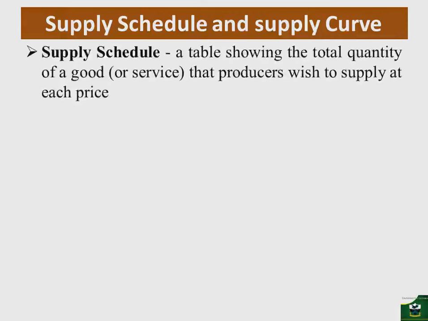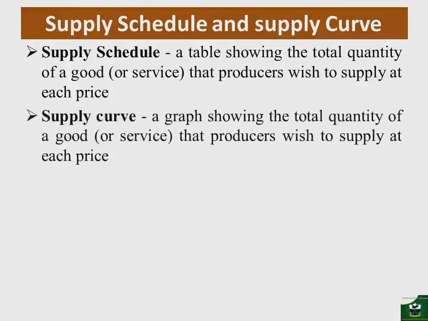So let's look at the supply schedule and the supply curve. Now, a supply schedule is a table showing the total quantity of a good or service that producers wish to supply at each price. In contrast, the supply curve is a graph or a graphical representation of the quantity supplied of a given product as well as its price. In other words, it's a graph showing the total quantity of a good or service that producers wish to supply at each price.